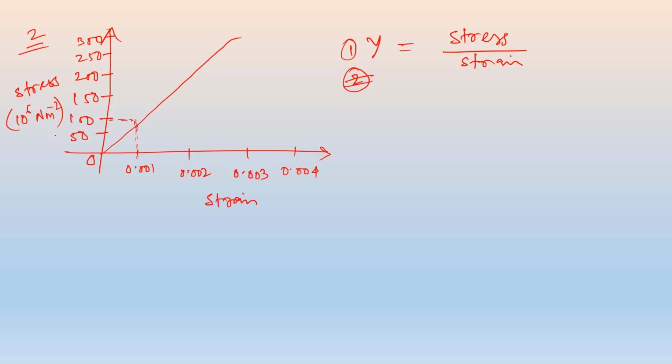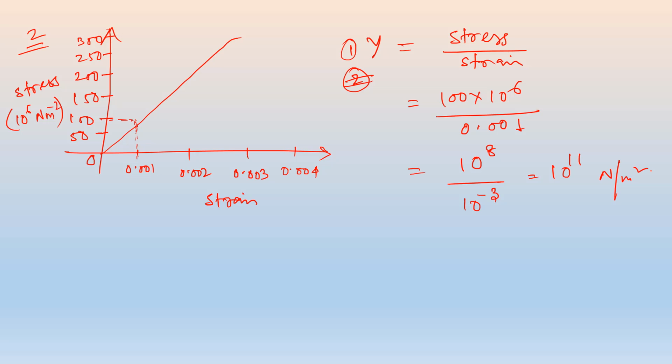So what can I write down here? The Young modulus should be equal to the stress I am getting corresponding to 0.001, that is 100 into 10 to the power of 6 divided by the strain, that is 0.001, right? So finally the expression can be modified as 10 to the power 8 divided by 10 to the power minus 3, right? So it should be 10 to the power 11 Newton per meter square.